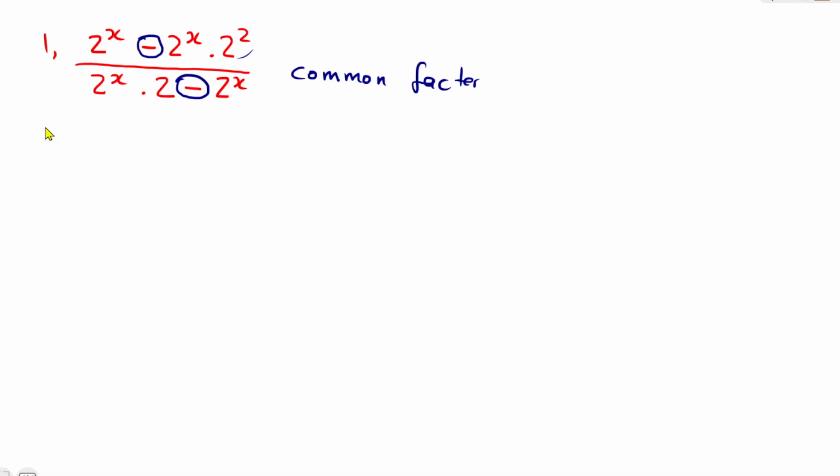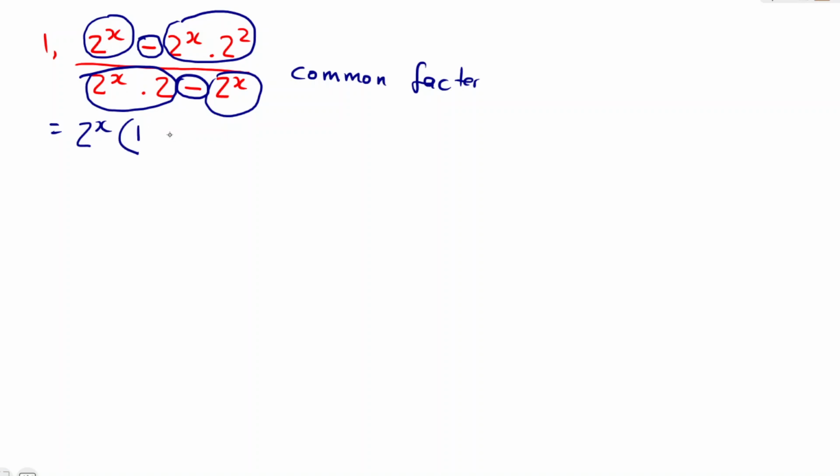So the common factor, if you look now at these two terms, this is one term and this is one term, and in the denominator this is one term and this one is one term. So you have two terms in the numerator and two terms in the denominator. So we have to take out a common factor now in the numerator. You can see the common factor is 2 to the power of x. So if you take out 2 to the power of x there, you'll be left with the 1 minus, and if you take out 2 to the power of x, you'll be left with 2 to the power of 2, bracket, all over.